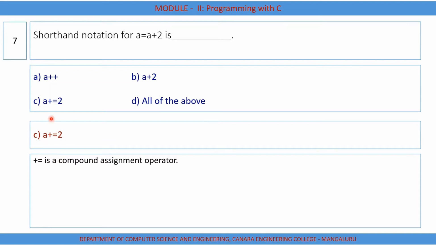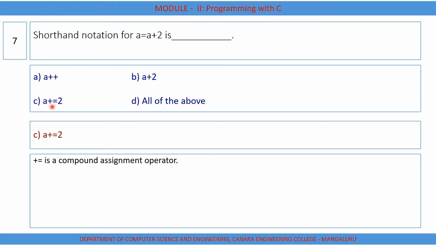Here, the first option, A plus plus, shows an increment operation, wherein it is a post increment operation. So whatever value is stored in A will be incremented by 1. A plus 2 is a simple arithmetic expression, whereas in C, A plus equal to 2, we are using plus equal, a compound assignment operator, and the operation performed by this statement is similar to A equal to A plus 2.